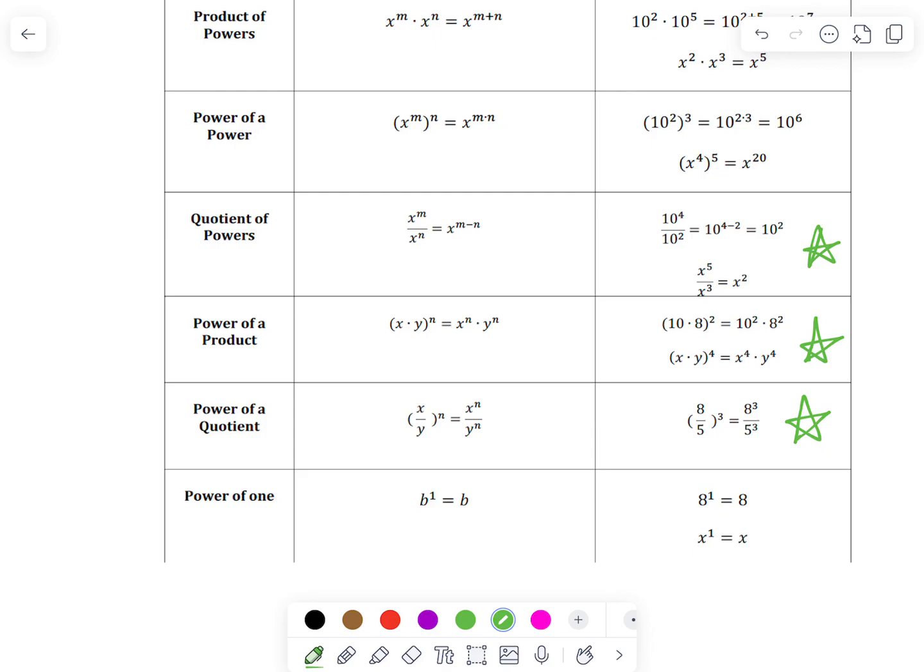The power of 1. Anything raised to the power of 1 is just itself. So 8 to the 1st is 8. X to the 1st is just x.